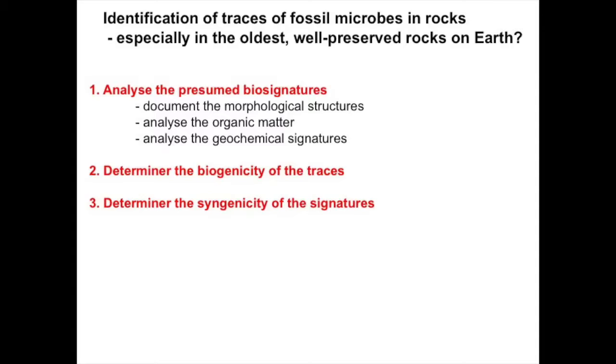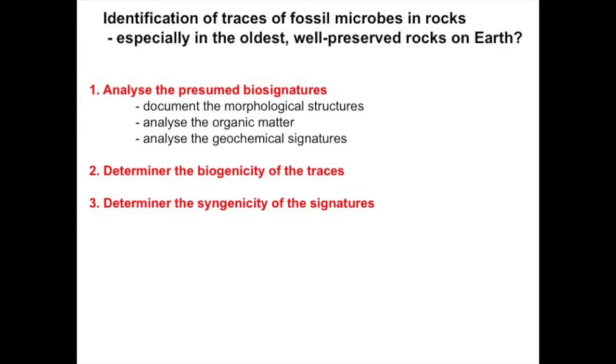analyze the organic matter. See if there is a biomarker molecule that can be related back to a living molecule. Analyze the geochemical signatures, like the isotopic signature or any kind of elemental concentrations and so on. Once we've done this, then we have to really make sure that these traces represent a living object, or is it just an artifact? And I'll show you some examples of the artifacts. So one of the most important things is, is the feature we're looking at related originally to a living organism, or is it something completely different?